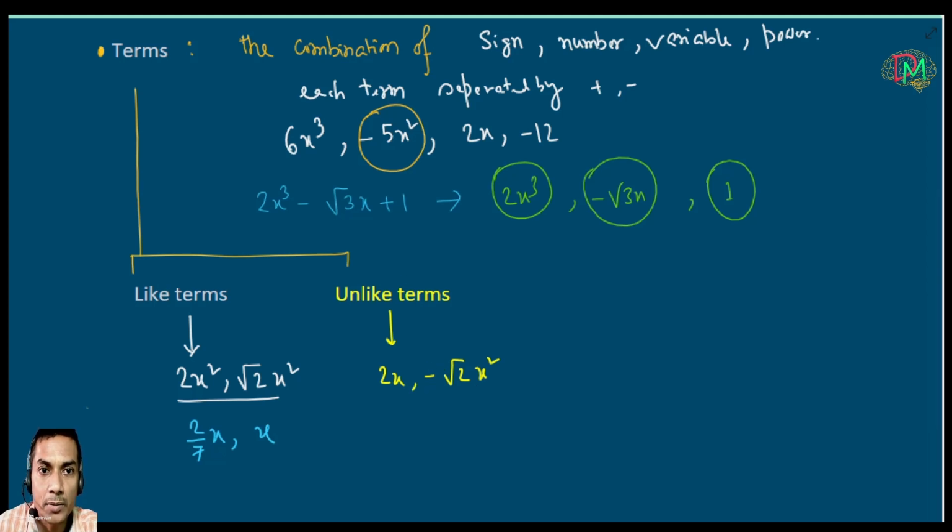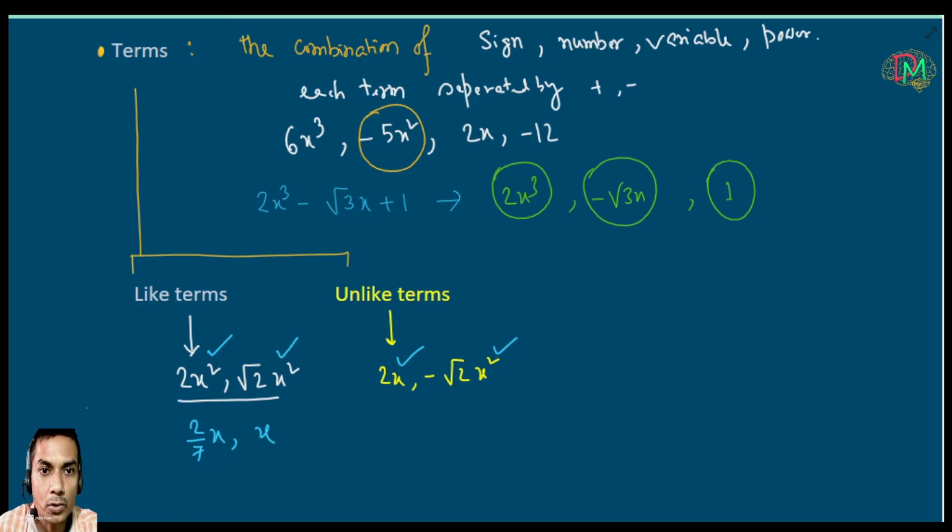Why? Because this x and x square, these are the variable. The variable is x, but the power is different. That is the reason. But what is happening here? Here the variable is x as well as the power is the same. So these are examples of the unlike terms.